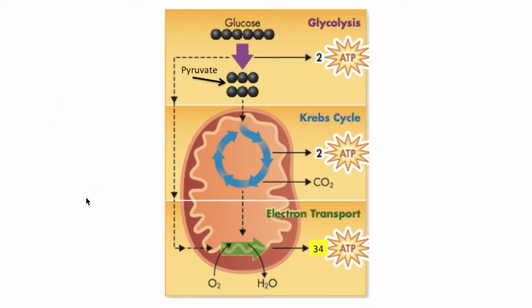So here is the first step of cellular respiration. And here is your glucose, which is a 6-carbon sugar, right? C6H12O6, 1, 2, 3, 4, 5, 6. And that glucose is going to be split into pyruvate, and those are two 3-carbon sugars. And this is glycolysis right here. And we make 2 ATP.